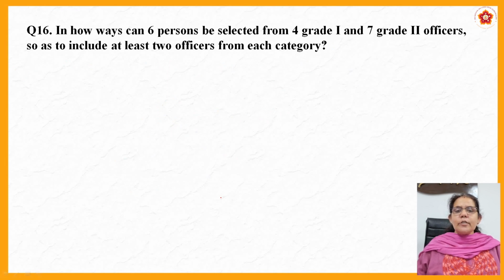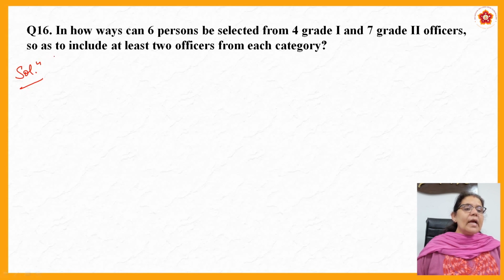We move to the next question. Question number 16. In how many ways can 6 persons be selected from 4 grade 1 and 7 grade 2 officers so as to include at least 2 officers from each category. My suggestion, reread the question, at least understand what is asked here.